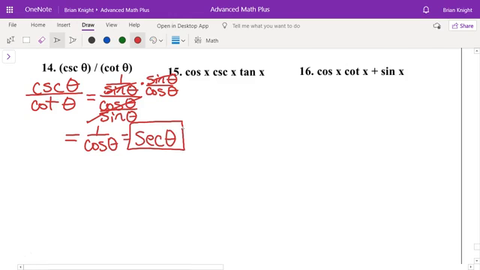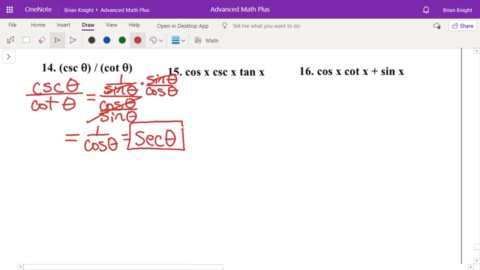Coach Knight, where'd you get the cosine of theta over sine of theta at? It's number 5 on your quotient, ratio identities. Okay, everybody good? Basically, you need to have 1, 2, 3, 4, 5, 6, 7, and 8 all highlighted on the top left, and you can use all of those.